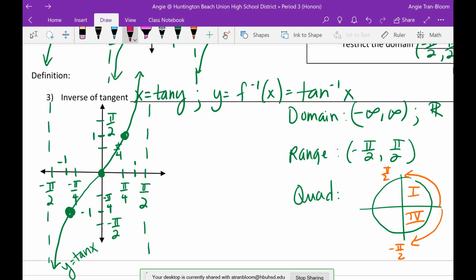What's my first point? 0, 0. I love that 0, 0. What's my next point? 1 comma what? Pi over 4. So 1 comma pi over 4. Last point? Negative 1, negative pi over 4. So negative 1, negative pi over 4, somewhere over here.